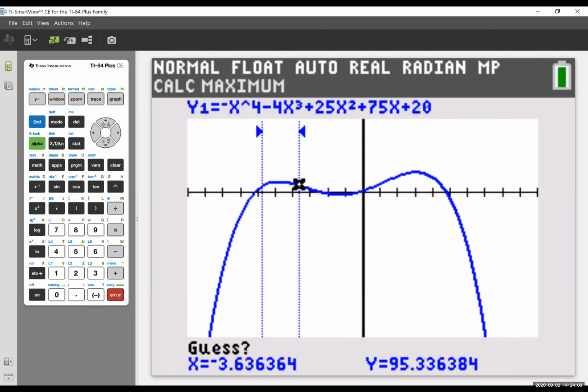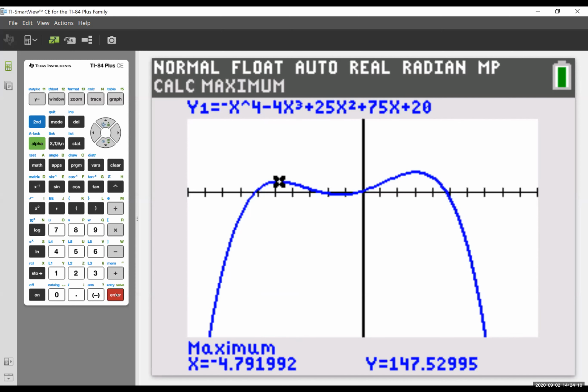So then I'll make a guess. And I do have a maximum at negative 4.7. I'm going to round to the nearest hundredth, so 2 decimal places. Don't forget also that we want to take the y value. That's usually important to us because the y value is the output after you're figuring this out. So about 147.53. So I'll write that down and address that in a second.